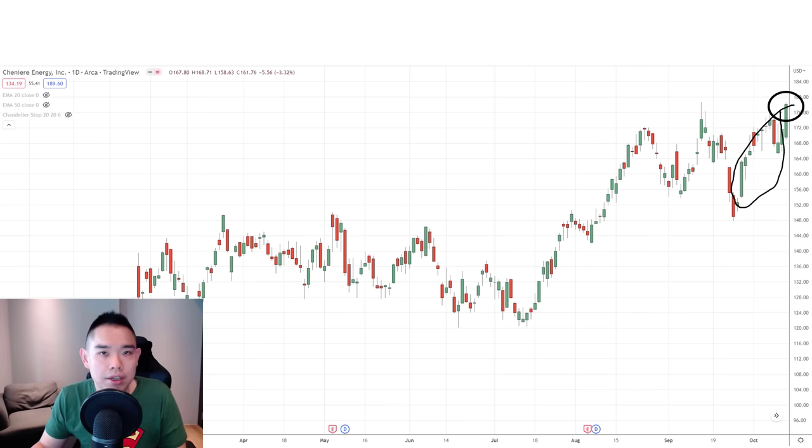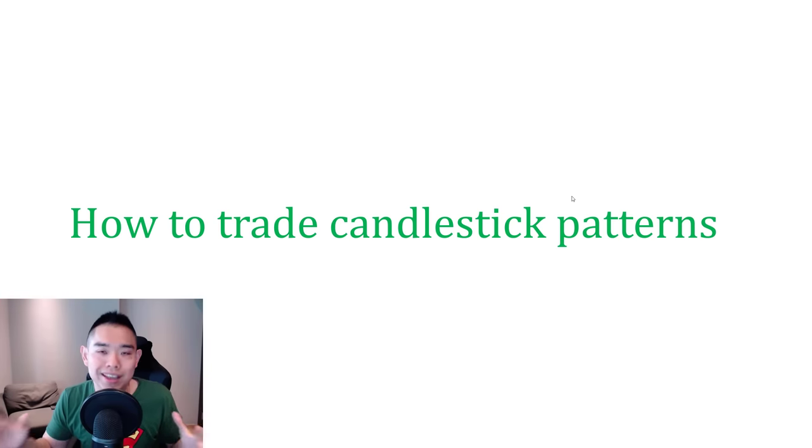So the gist of this is very simple. How not to trade candlesticks is this: you don't want to base your buying or selling decisions on the color of the candlestick. Just because it's a big green candle doesn't mean it's a buy. Just because it's a big red candle doesn't mean it's a sell. There's more to it, and I want to explain to you right now how to trade candlestick patterns.